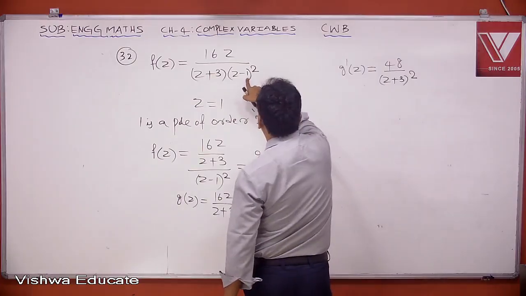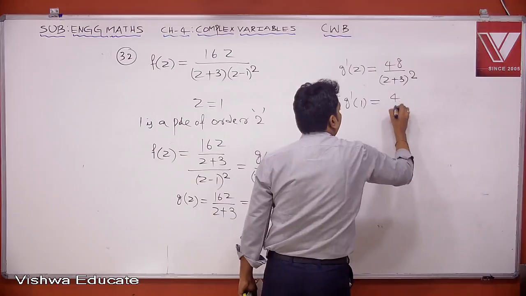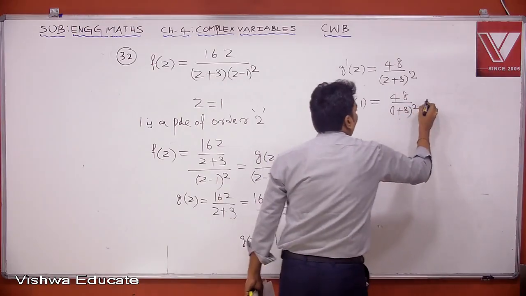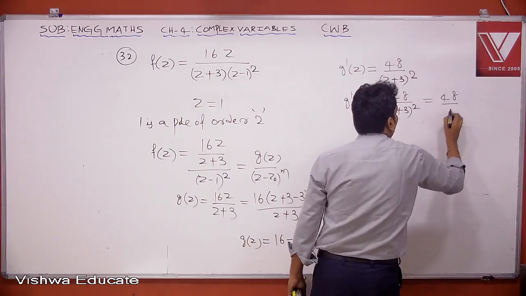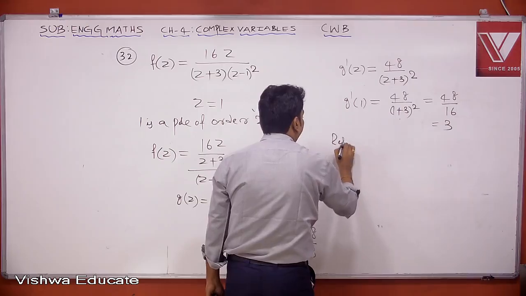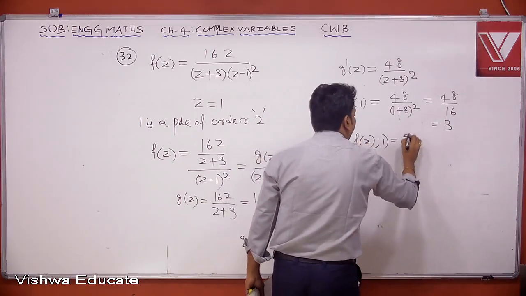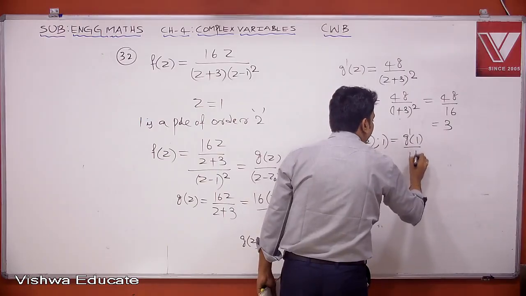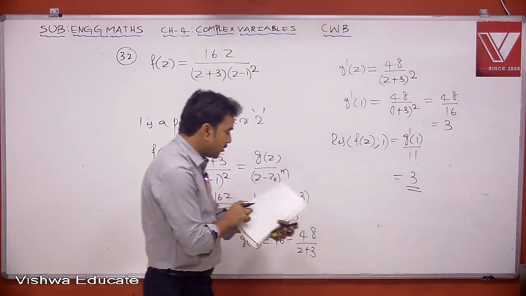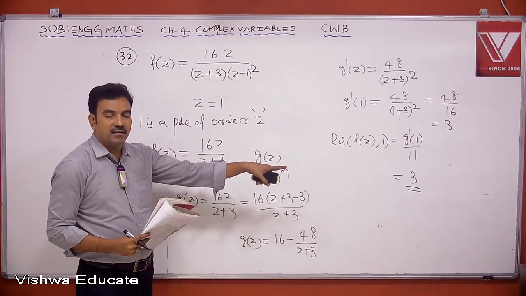So at 1 you need to find. Therefore, g dash of 1 equal to 48 by 1 plus 3 whole square. So this is 48 by 4 square, 16. This is 3. Therefore, the residue of the function f of z at the pole 1 is g dash of 1 divided by 1 factorial. So this is 3. So the answer is 3. So we have applied case 2. We are getting directly residue as 3.